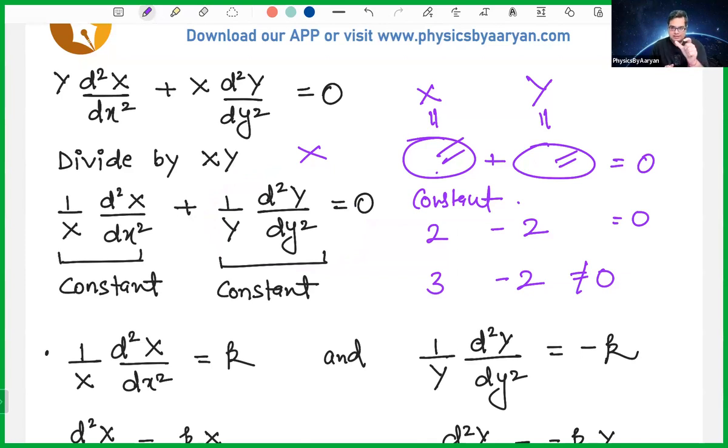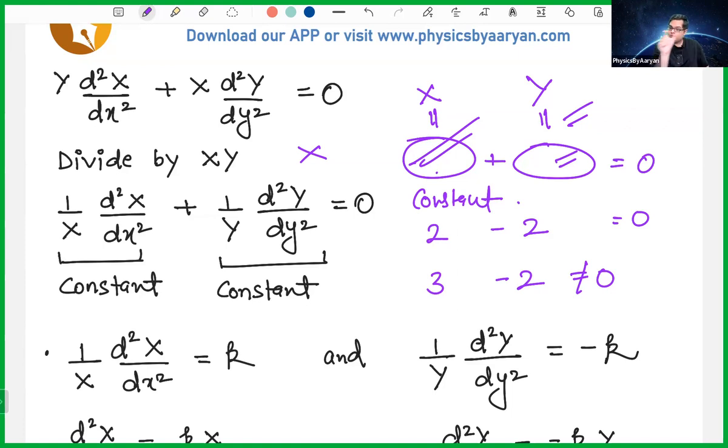Because if I change x, x can only change this thing. It cannot change this thing. So if 2 minus 2 was 0, and if you just change one of them, 2 becomes 3, then the equation will not be satisfied. Or let's say you change the y term. This becomes -2 to -3. Now, again, the equation is not satisfied. So by changing x or by changing y, you can only change one term and the other term will not change. That is why this equation will no longer remain satisfied.